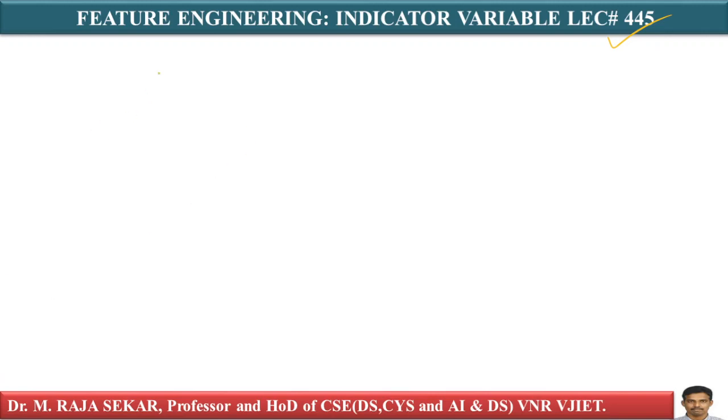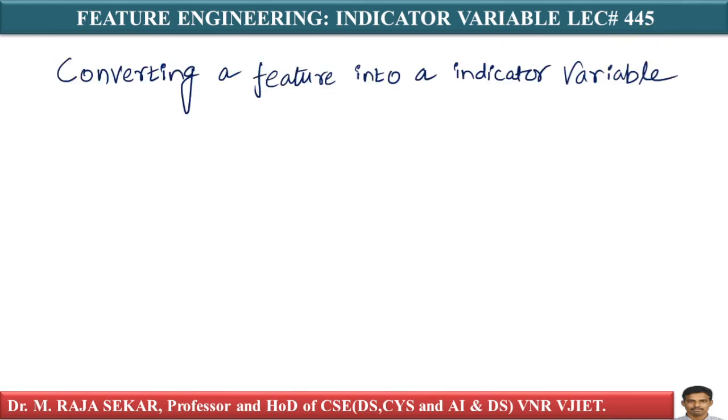In this lecture, we will try to understand indicator variables, feature engineering indicator variable. So now we will learn a technique called converting a feature into indicator variable. This is one of the techniques for feature engineering. Let me try to explain this with a couple of examples. We will discuss this when we do case studies. Let me just introduce the concept with some real world examples. We actually see this in practice when we do case studies.